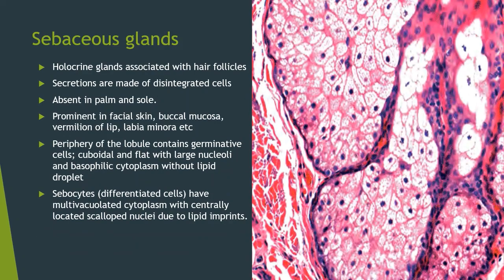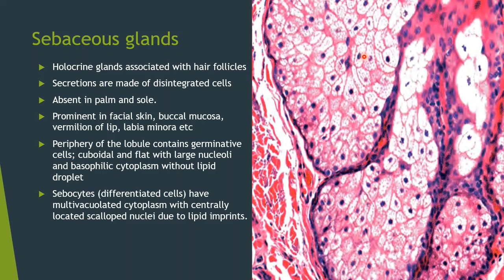Coming to the sebaceous glands, these glands form the pilosebaceous units, and they are present in close proximity to the hair follicles. They are lobulated structures around the hair follicles, and the secretion pattern of these glands is holocrine, that is, single cells are dislodged from the glands into the duct to cause the secretion. These sebaceous glands are absent in the palm and sole, and they are most prominent in the facial skin and buccal mucosa, vermilion of lip, labia majora, labia minora, and perianal skin.